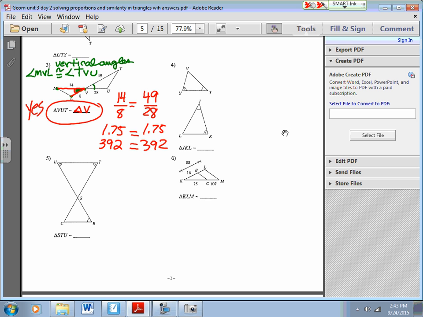VU. Now notice L is opposite 14. 14 is the bigger out of 14 and 8, right? And U is opposite 49. 49 is bigger than 28. So VU, VL, M you said, right, Daisy? Yes, which is correct.